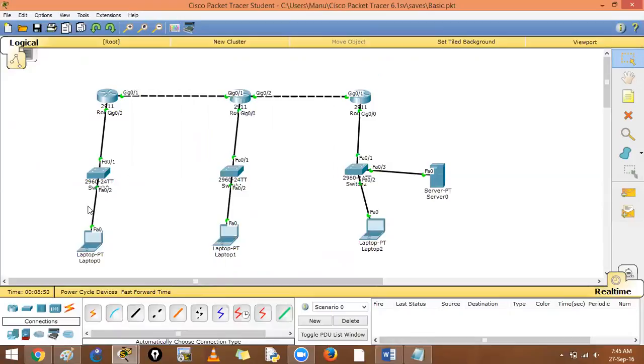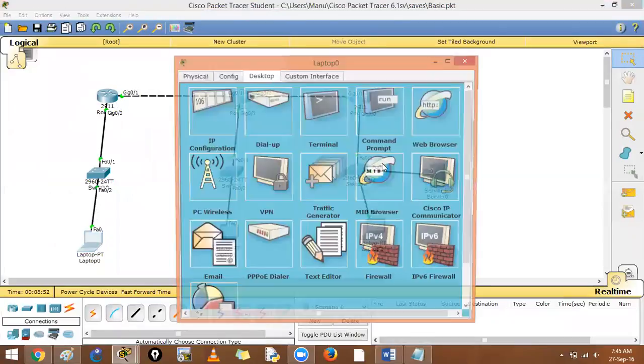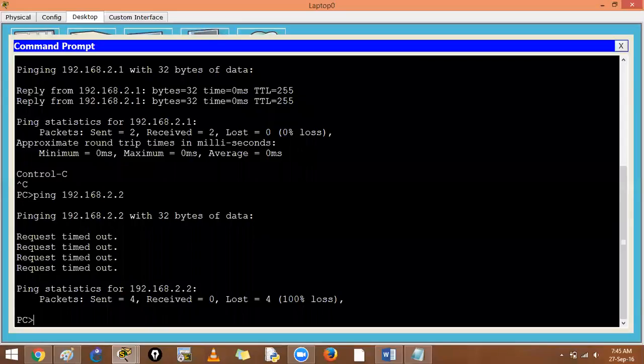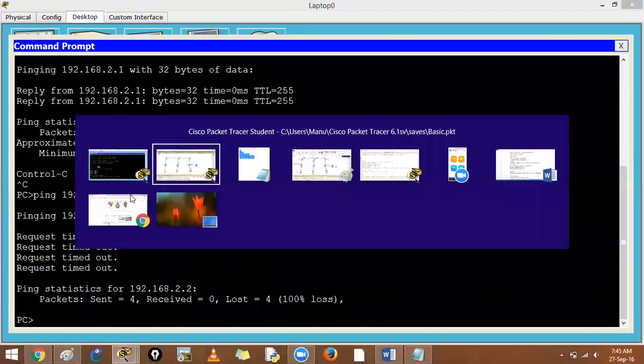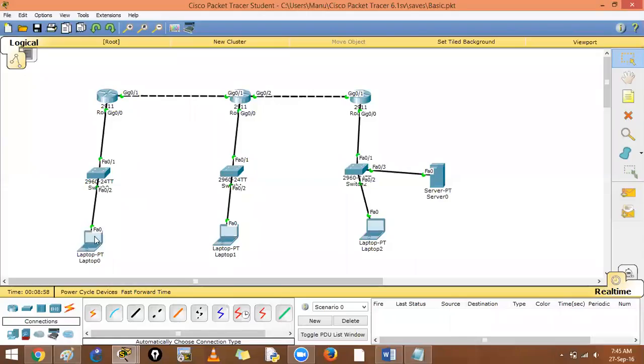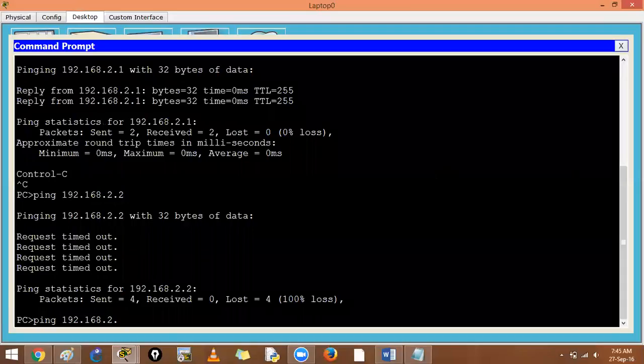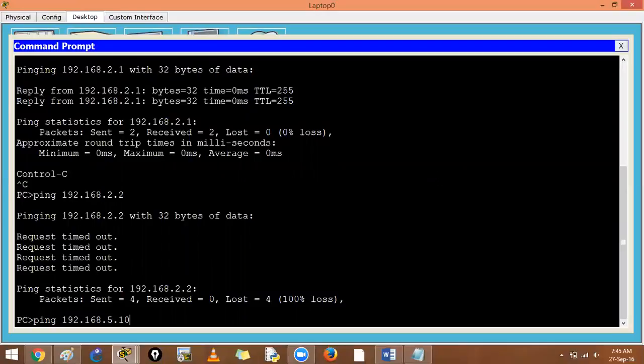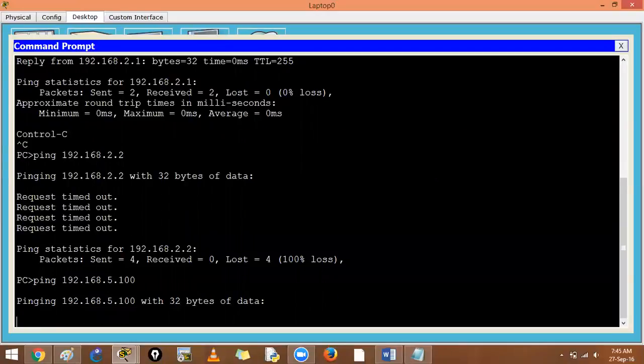Getting the point? So if I want to ping from here, earlier I was not able to reach anybody outside my network. Earlier I was not able to reach from here to here. But now, due to the connectivity being established, I should be able to reach from this PC to this server also. Can I ping 5.100? Yes.